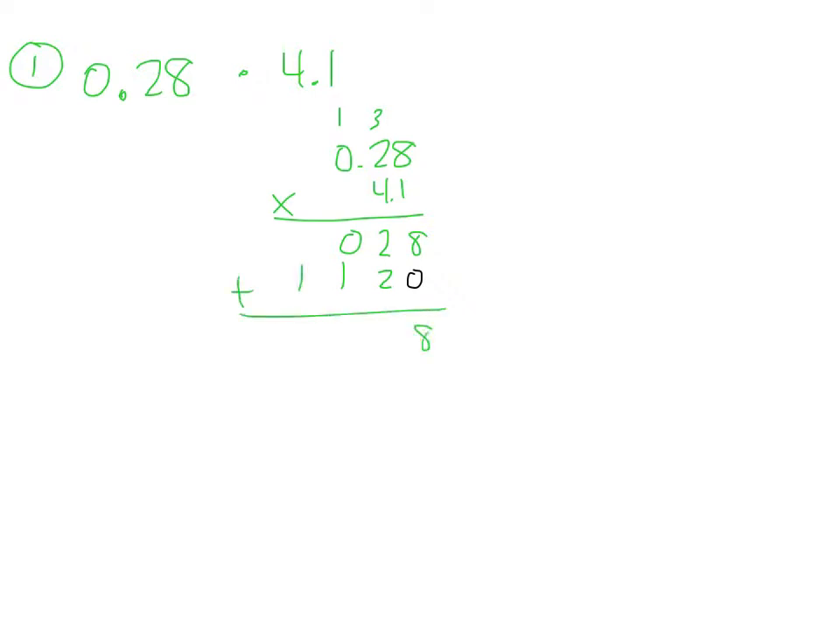8 and 0 is 8. 2 and 2 is 4. 0 and 1 is 1. 0 and 1 is 1 again. And then I got to ask myself, well, is the answer really 1,148? No. How many decimal places do I need to move my decimal?